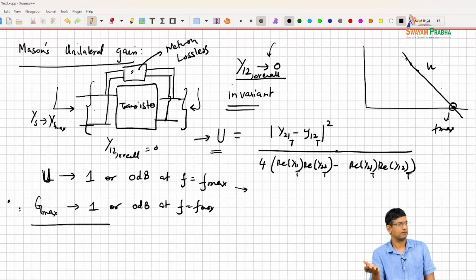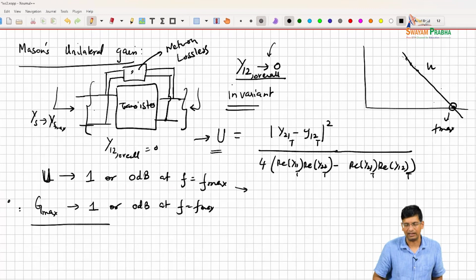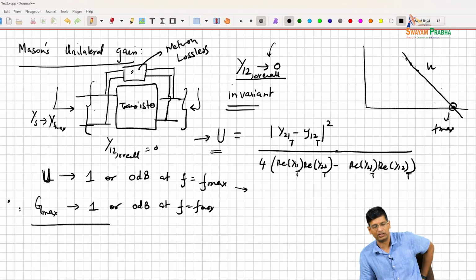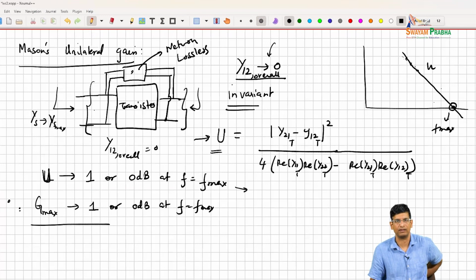Does that make sense? So in practice though, when we are actually designing on the chip with all the simulation tools that we have, we don't need to constrain ourselves to making the device unilateral, right? We can live with some y12 and still be able to get better gain in the system, as long as we get unconditional stability. Does it make sense?